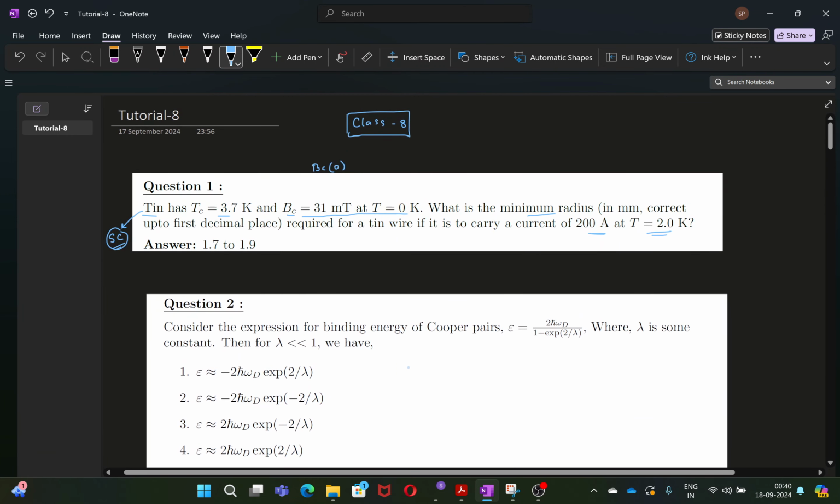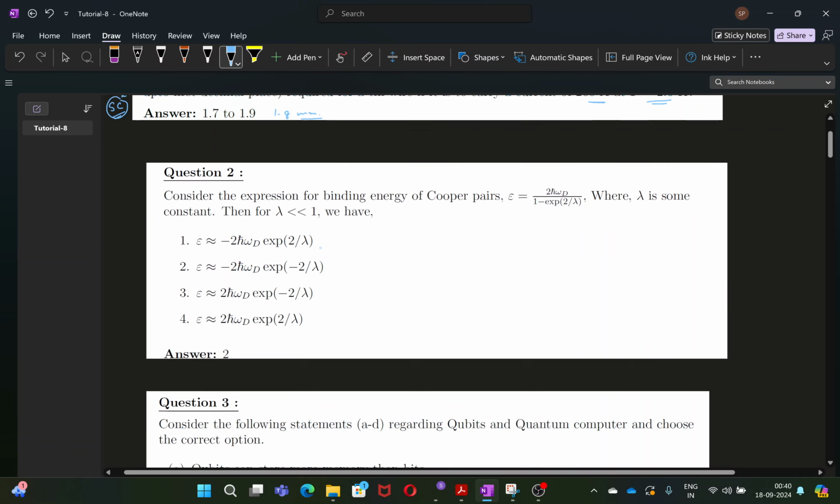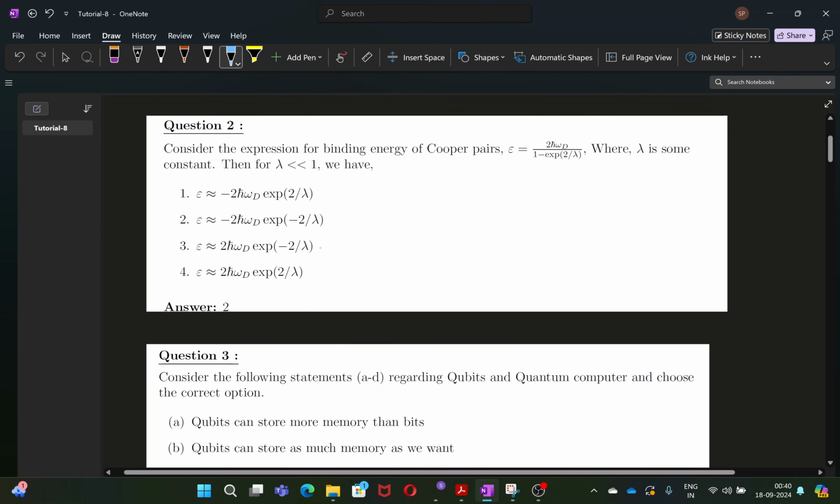Okay. So obviously we get the result that is in the given answer range, between 1.7 and 1.9. So we get 1.8 mm. Okay. So the first question is done.